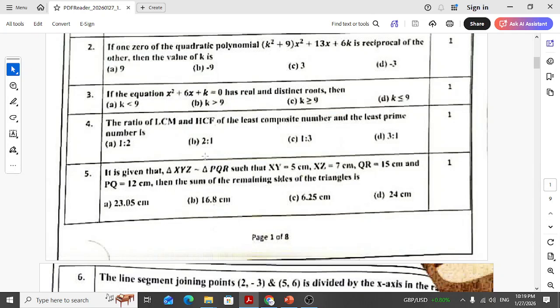In the given figure, PT is a tangent to the circle, so this angle will become 90 degrees because the radius is perpendicular to the tangent. Angle TPO is 25. So in this triangle, the sum of the angles should be 180. We have got 90, so the remaining should be 90. We have got 25, so this will be 65.